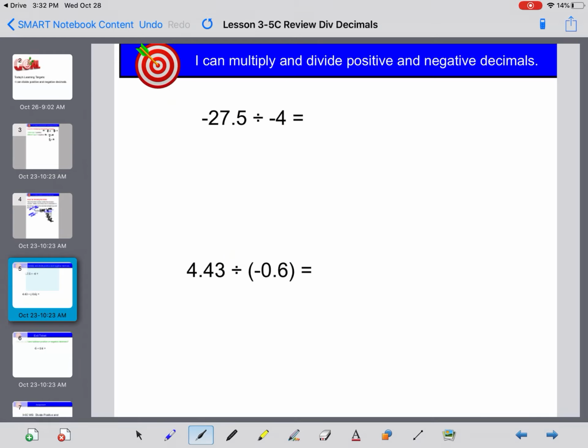So let's have you pause the video and try this problem here first. Save the next problem. We'll do that one together. Then come on back and see how well you're able to do that one independently.